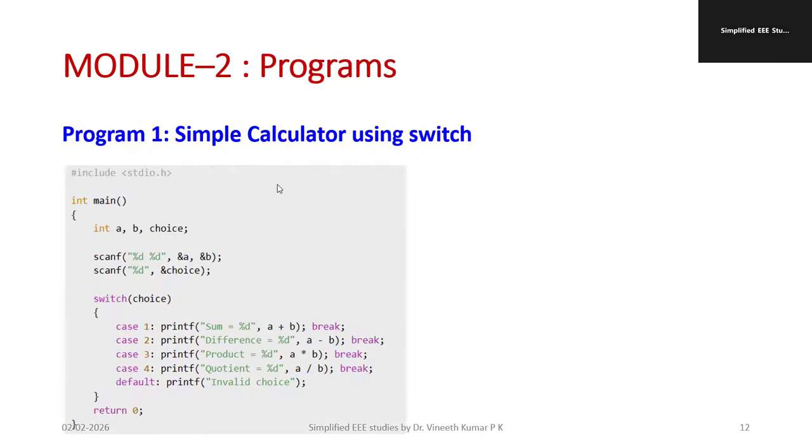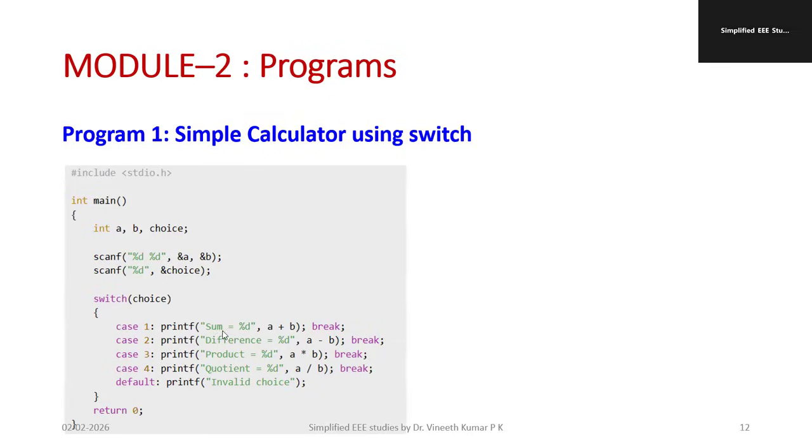So simple calculator using the switch is very, very important. First of all, we have the header files, then main function, then declaration of the variables. Then reading the input from the user, like A and B, two numbers you are supposed to receive from the keyboard. Then you are supposed to give the choice also. There are two steps: one is reading the two numbers, then provide the choice. Switch choice is the main key point.